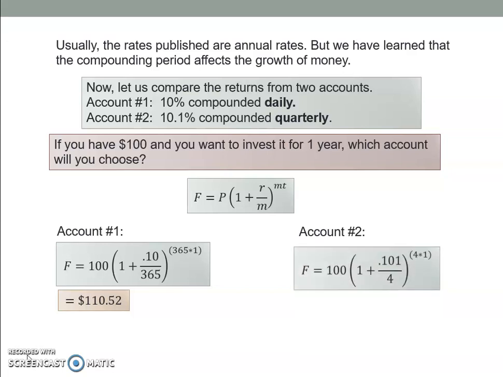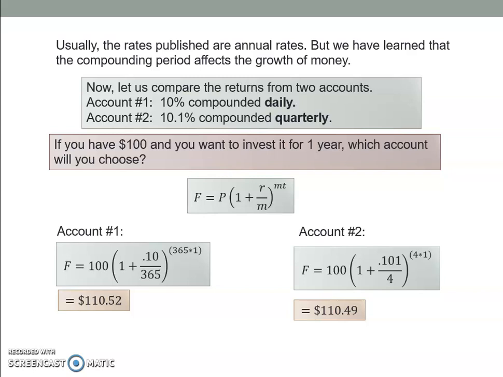Now let's take a look at what will happen. This one will say 100 times (1 plus 10.1% in decimal form, which is 0.101, divided by 4 because there are 4 quarters in a year), and then your exponent is 4 times 1. Again, you can take out the parentheses and the 1 because any number multiplied by 1 is itself, but I just put it there so you won't get confused. And again, if you put it correctly into your calculator, it comes out to $110.49.